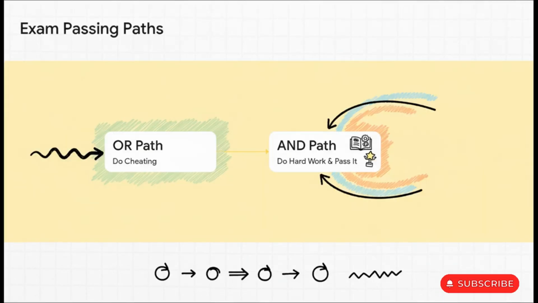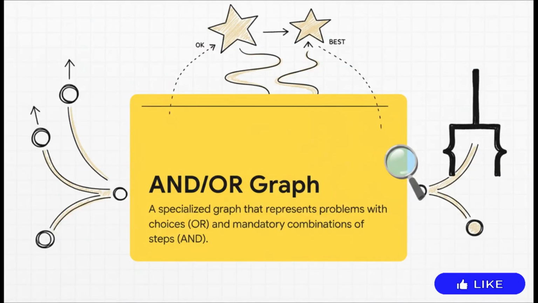So you've got a choice. Path 1 is an OR path. It's simple. You could just cheat, one action, and bam, goal achieved. But then there's the AND path. This one's different. You have to do the hard work and you have to pass the exam. See how both are required? That's why we link them with that little arc. It's called a hyperedge, and it's just a visual signal that these two things are a package deal. You gotta do both. And this whole structure, it's called an AND/OR graph.